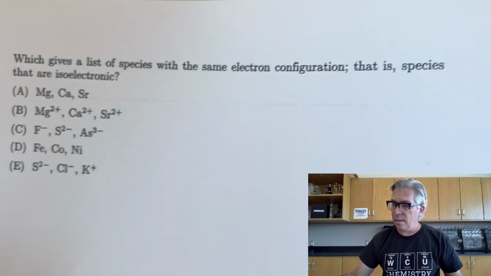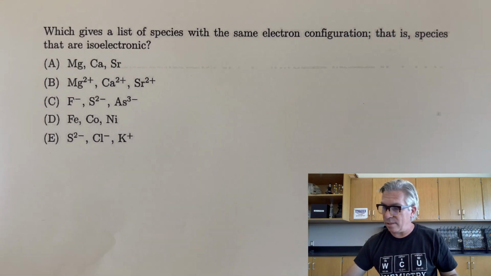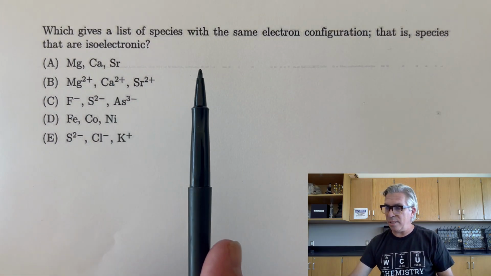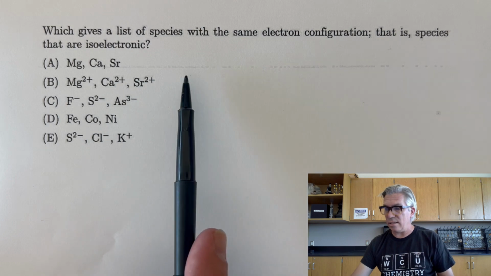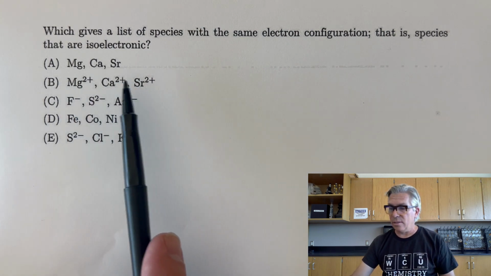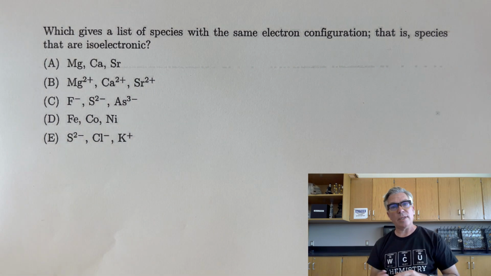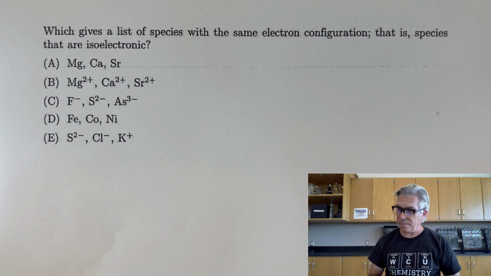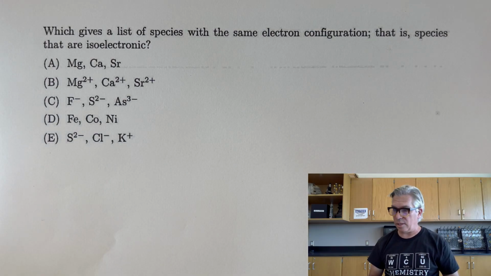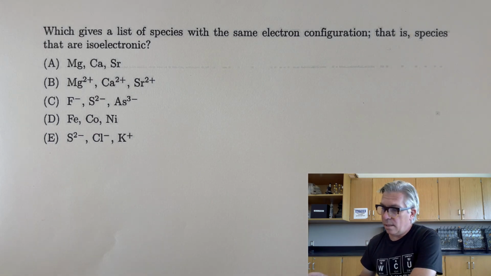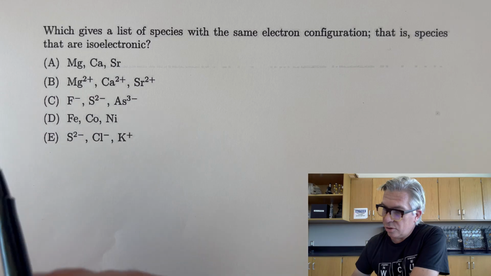And here's a slightly more difficult one. We can pause the video on this, which gives a list of species with the same electron configuration, that is, species that are isoelectronic. So comparing all of those, take a moment and see if you can guess which of those is the most isoelectronic. All right, and I came down here to letter E.